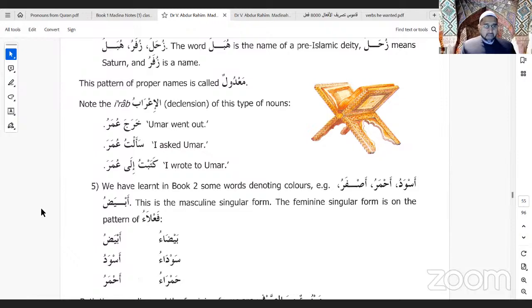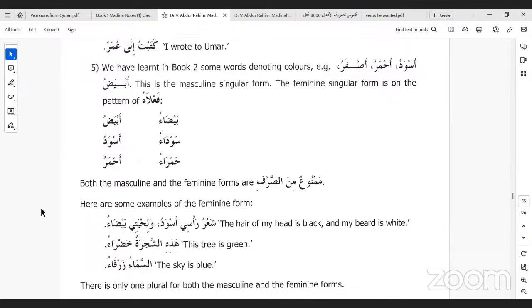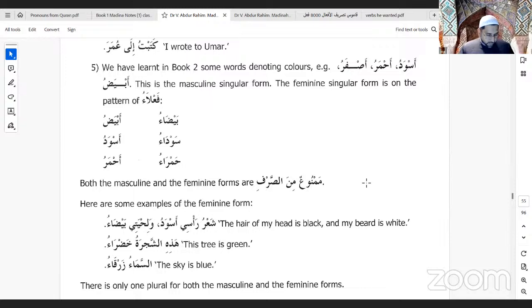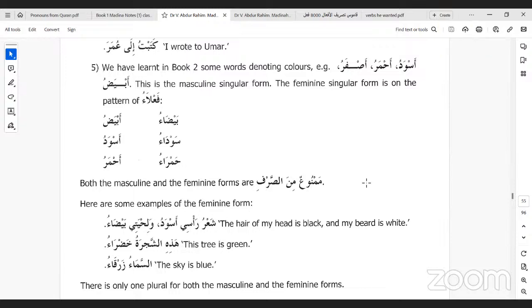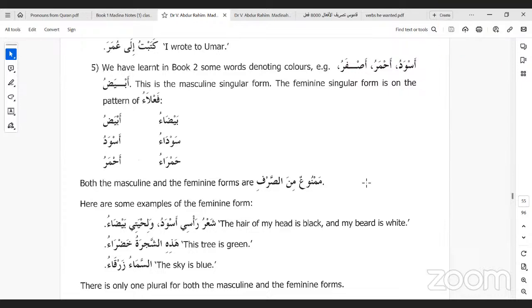Right, number 5, please. We have learned in book 2 some words denoting colors. For example, aswadu, ahmaru, asfaru, abyadu. This is the masculine singular form. The feminine singular form is on the pattern of fa'la'u: bayda'u, sawda'u, hamra'u. Both masculine and feminine forms are mamnu' min as-sarf.